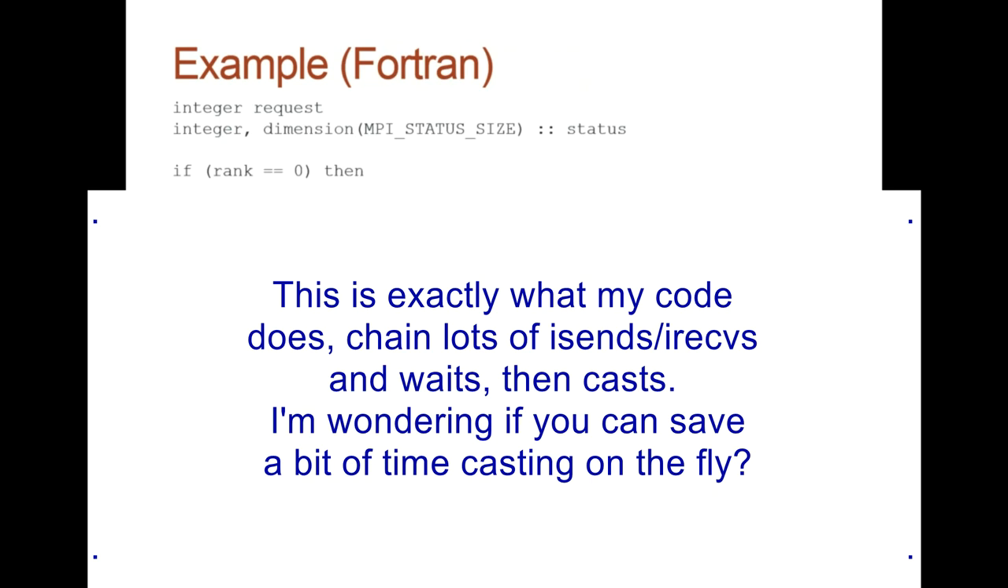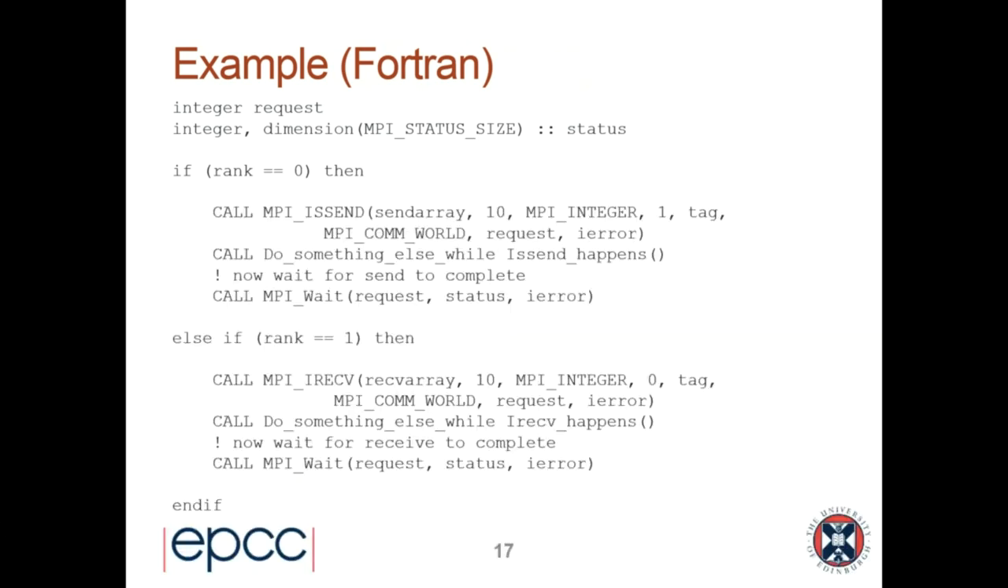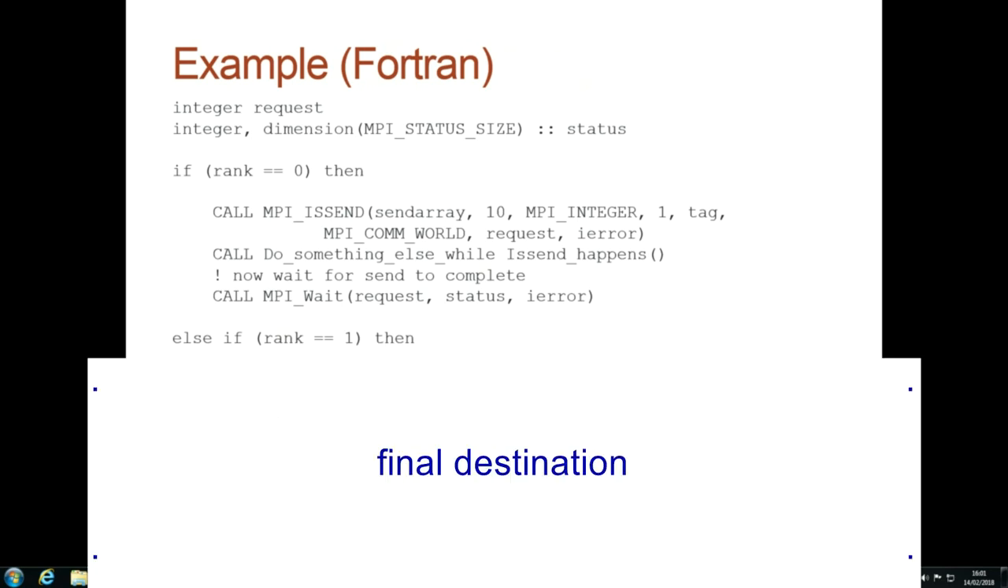By casting on the fly, do you mean sticking them in an array? I don't quite know what you mean by casting here, just the terminology. Let me get the question up so I can find it: change lots of sends and waits, then cast. So what do you mean by cast in this context? Do you mean copy them to their final destination, or do you mean a typecast? I don't quite understand the question, sorry.